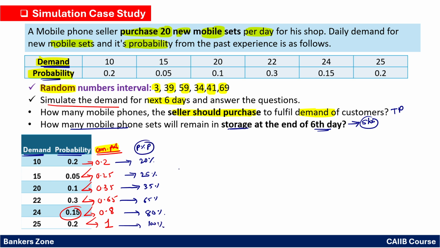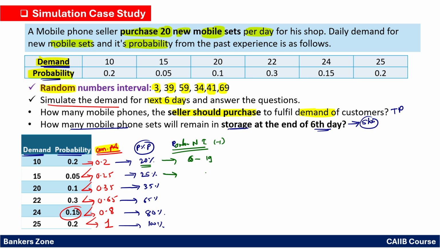Once you have the percentage probability, you have to find the random number interval. What is the random number interval? See, how to find that? For that you have to do one very simple thing. For 20%, simply subtract 1 from it, right? So 20 minus 1 becomes 19. So 0 to 19 will be our first interval, right? For this, simply subtract 1.